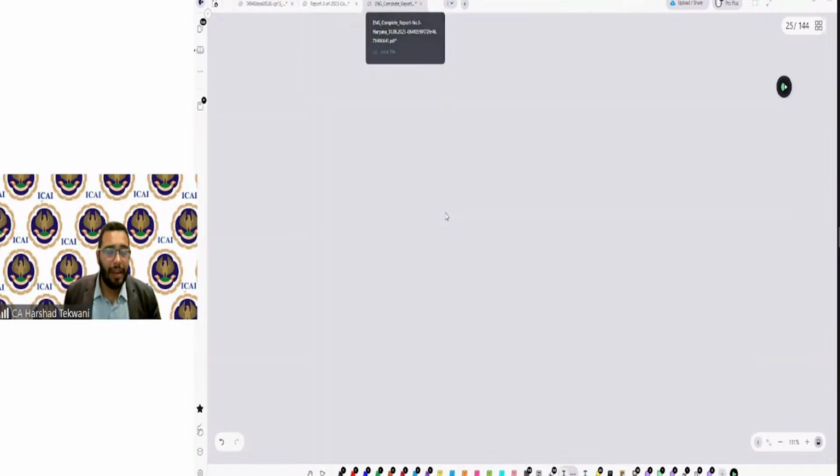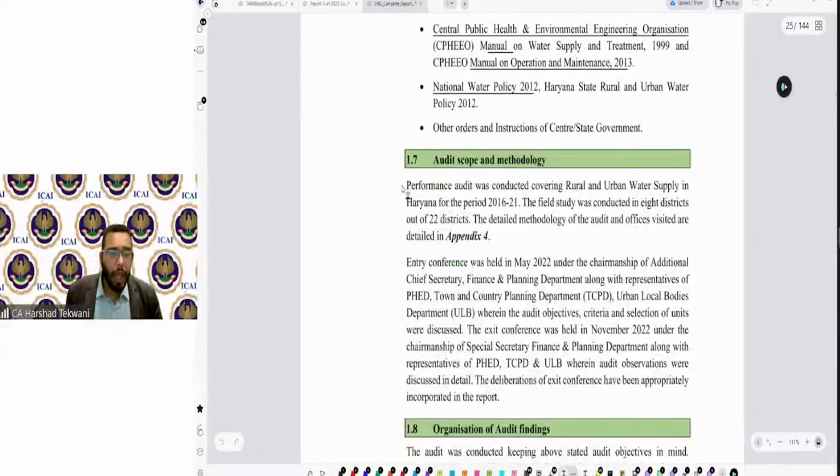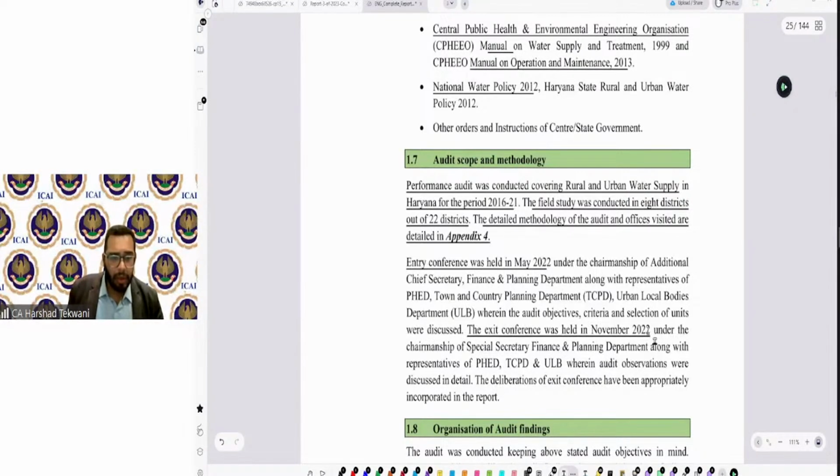If you see in this example, a performance audit was conducted covering rural and urban water supply in Haryana for the period of this month. The field study was conducted in 8 districts out of 22. Detailed methodology of the audit and offices visited are detailed in Appendix 4. Entry conference was held in this particular month, under the chairmanship of this particular person. The exit conference was held in this particular month, and the report then was presented.